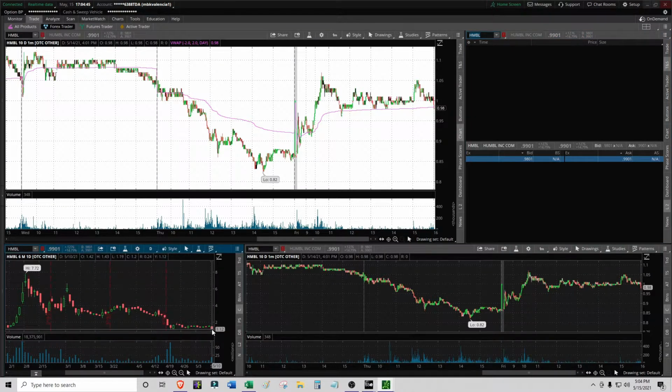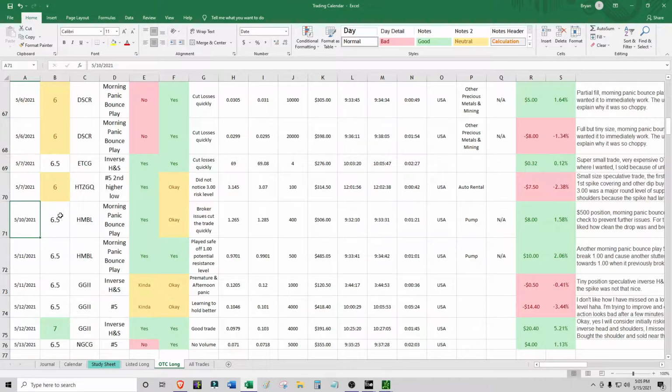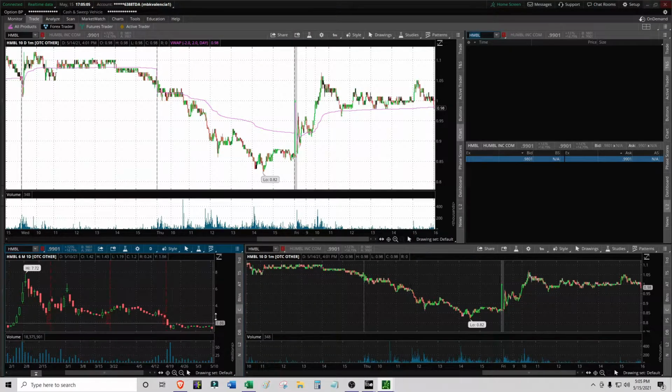Right here, just a red day. Seems like I think this is when it kind of broke that important level, that 130-ish level. Not the best long-term daily chart, but I started to see that it can kind of do morning panic bounce plays. So let's also look at the 10th here.